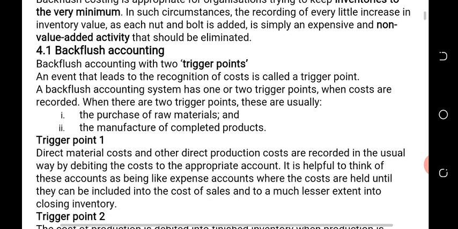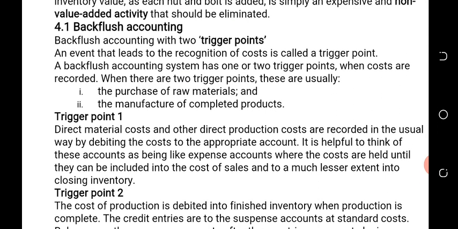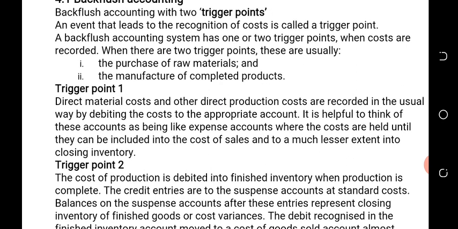When you incur labor in production, that point of incurring labor is also called a trigger point. So in backflush accounting we have two major trigger points, two major ways where you can incur cost. The first trigger point is only when there is inventory. A backflush accounting system has one or two trigger points. When costs are recorded, there are two trigger points. These are usually one, the purchase of raw material, and two, the manufacture of completed products.